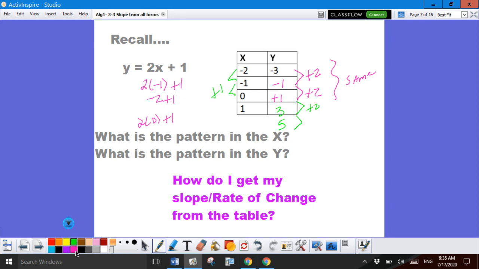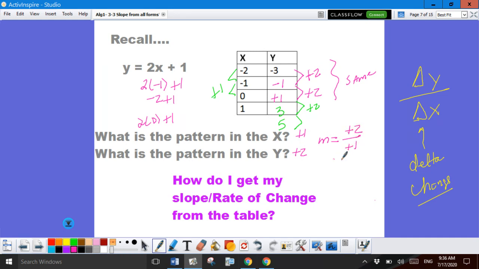Now these values are pretty important because slope is found by taking the change of y over the change of x. And that's what this delta, which is the triangle, stands for: change. So the change of my x value was +1. The change of my y value was +2. So my slope is +2 over +1, which reduces to 2 over 1.